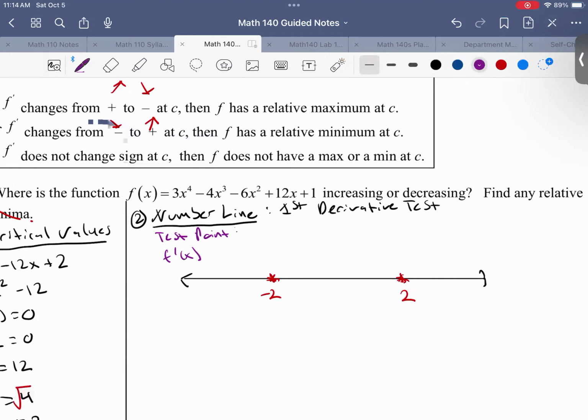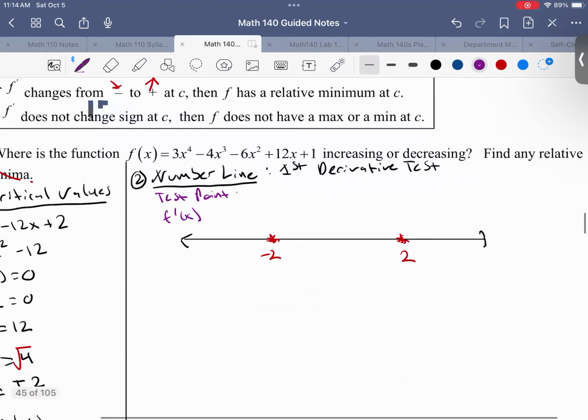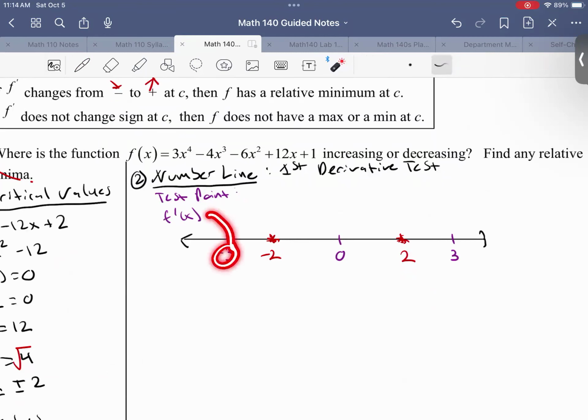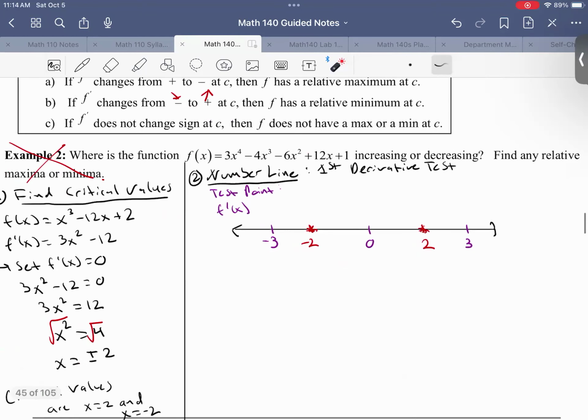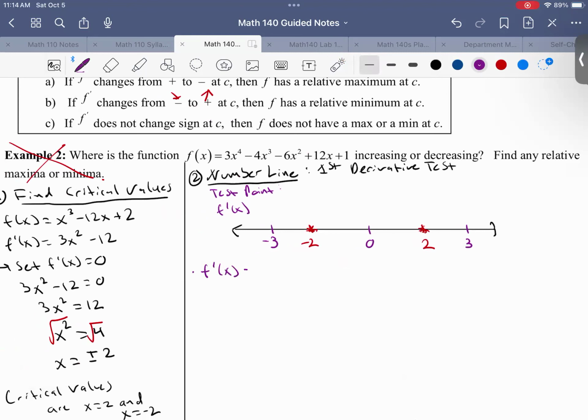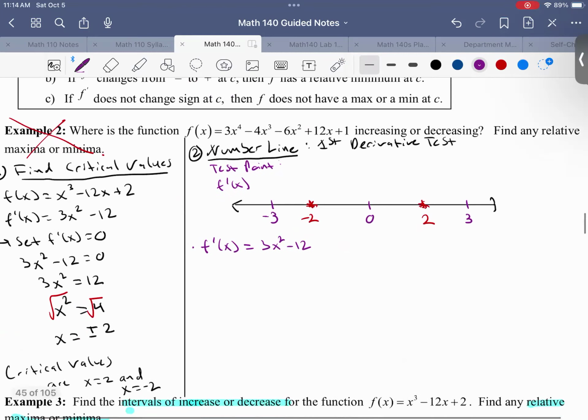You can pick whatever numbers you want, just for your own sake, pick some easy numbers. So I'm going to pick -3 here. I'm going to pick 0 here. 0 is always easy to work with. And I'm going to pick 3. I'm going to take these numbers and plug them into my first derivative, f prime of x equals 3x squared minus 12.